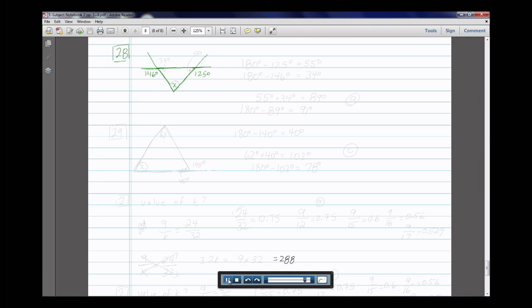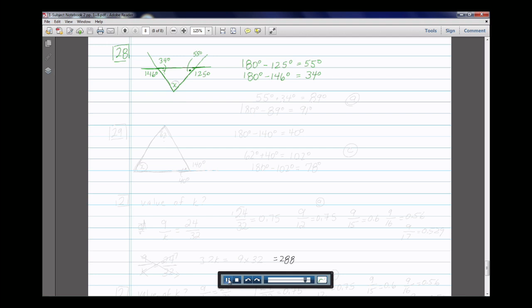To use these facts, first I'm going to try to find this angle here. So this angle plus 125 degrees makes 180 degrees, so I can subtract it off. 180 degrees minus 125 degrees gives you 55 degrees. So that tells me in here is 55 degrees. Now I'm going to try to find this one. 180 degrees minus 146 degrees gives you 34 degrees. So now we know that this one is 34 degrees.